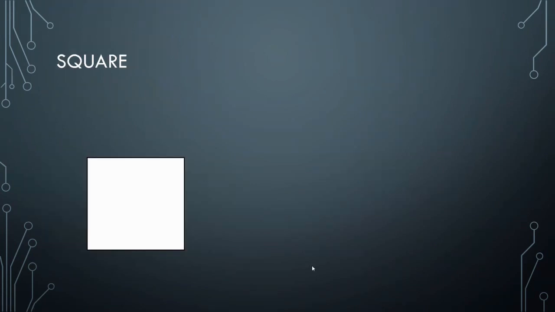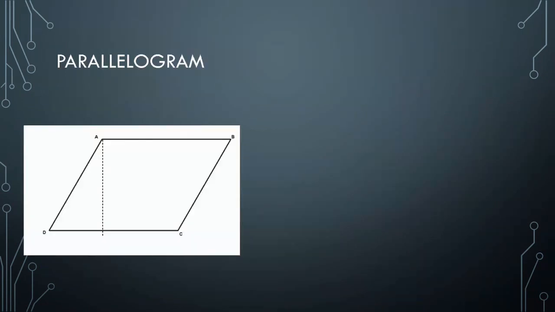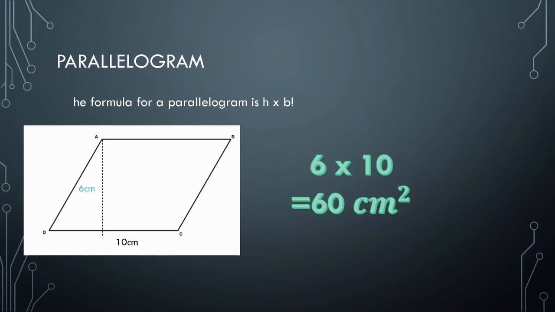The formula to find the area of a square is side times side. So this square has a side of 6. So 6 times 6 is 36. So it's 36 centimeters squared. Let's see how to find the area of a parallelogram. The formula is h times b. So this parallelogram has a height of 6 centimeters and a base of 10 centimeters. So the area would be 6 times 10, which equals 60 centimeters squared.